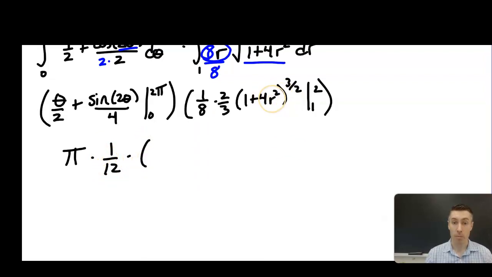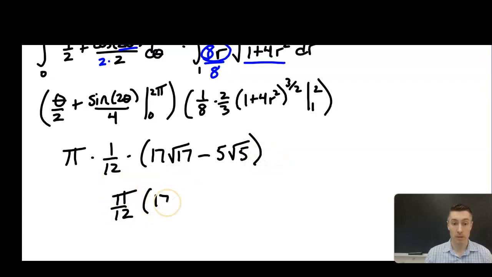Times, plug in 2, so that's 4 times 4 is 16, plus 1 is 17. 17 to the 3/2 is 17 square root of 17. And then minus, plug in 1, so that's 4 plus 1, that's 5. So that's 5 square root of 5. So we get pi over 12 times 17 square root of 17 minus 5 square root of 5.